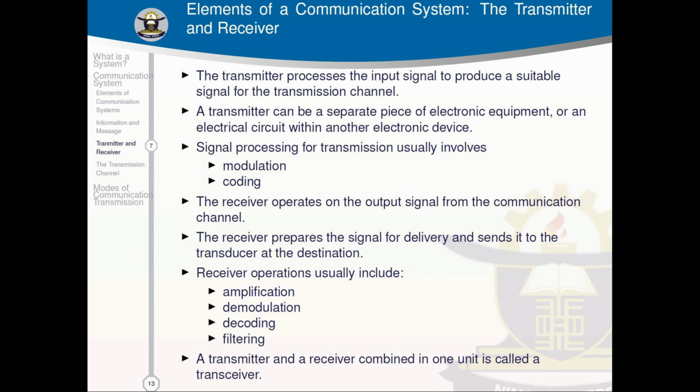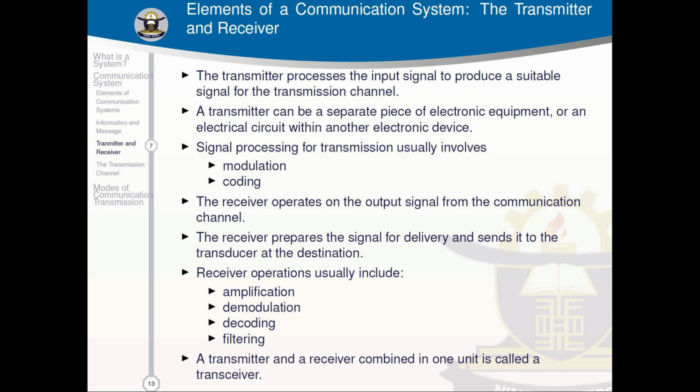The transmitter is the part of the communication system where the input signal is processed for the signal to be suitable enough to be transmitted onto a certain channel, right? So the processing of the input signal occurs in the transmitter. The transmitter may be a separate piece of equipment or an electrical circuit within an electronic device. And the signal processing that usually occurs in the transmission include modulation and coding. We'll be talking a lot about modulation and a bit about coding in the course of the semester.